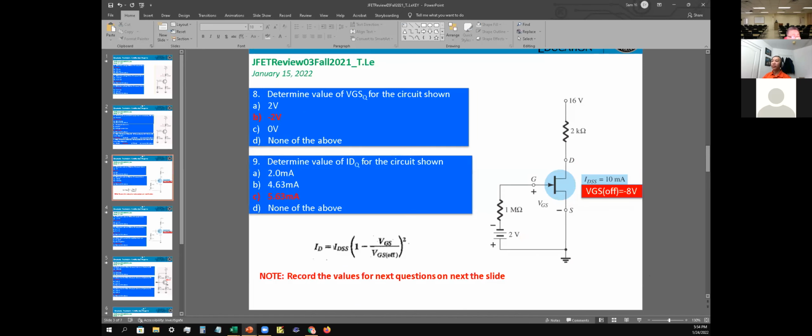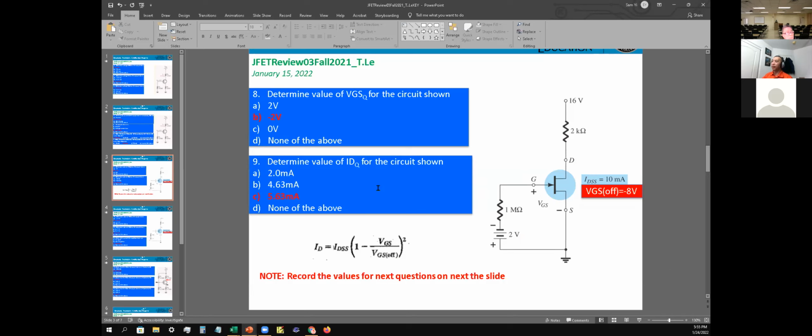Okay, number 8, determine the value of VGSQ from the circuit shown. S is here, G is going to be -2 and S is going to be 0. So VGS is VG minus VS, so -2 minus 0, which is -2 volts. So the answer is B as in Bob for number 8.